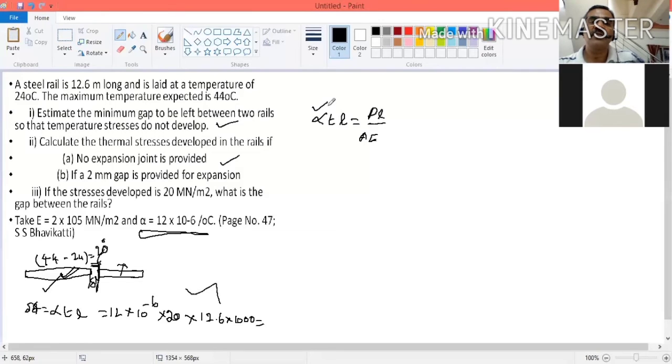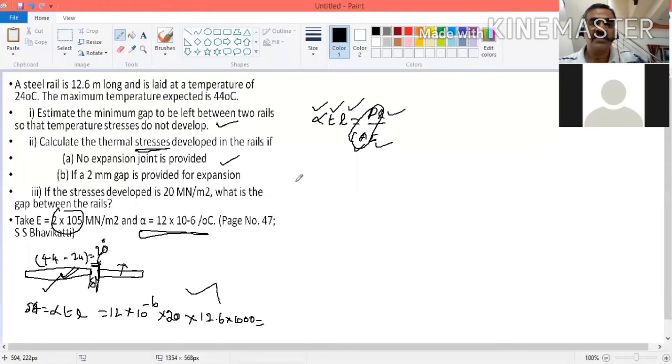Now alpha is known, T is known, L is known. So P by A only we want. L is known, Young's modulus is given. Now you substitute all the values and find the P by A. That is stress only we want. We want to calculate thermal stresses. What is stress? Load by area, P by A.